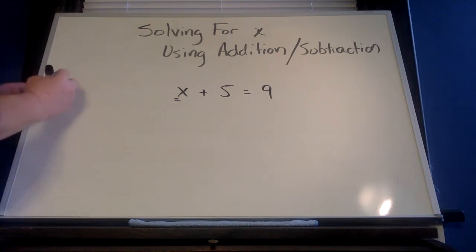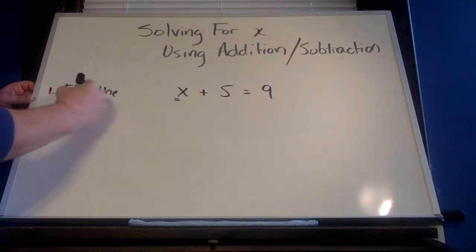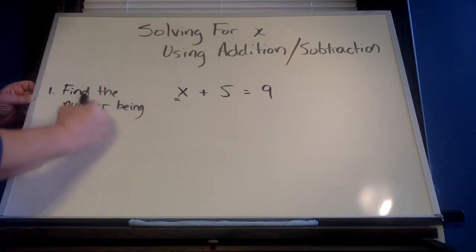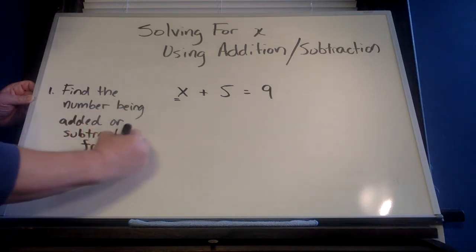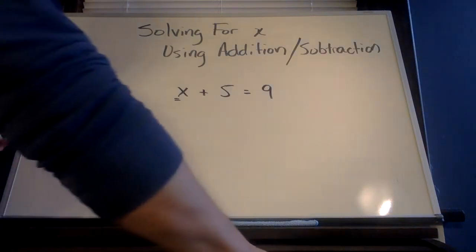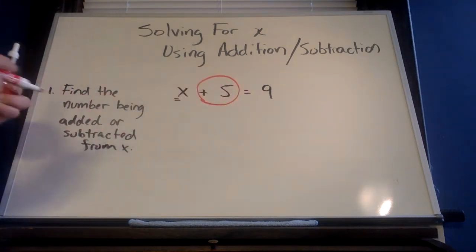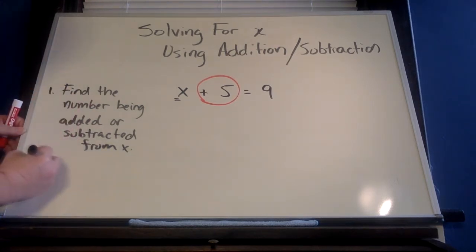So therefore, your first step is to find the number either being added or subtracted from x. In this case, the number that is on the same side that's being added or subtracted to x is the plus 5. So, in order to get rid of any number associated with x using addition or subtraction, you need to find the additive inverse.